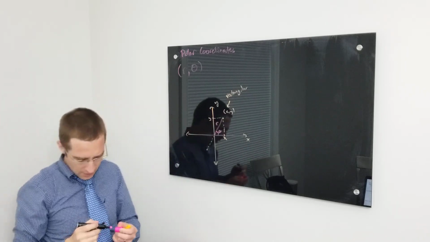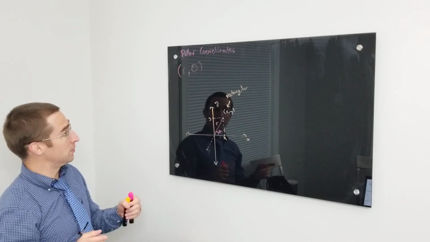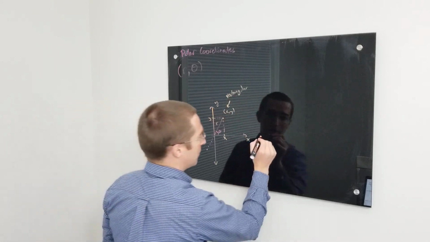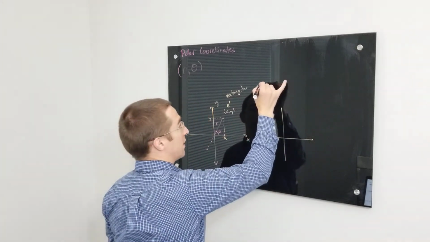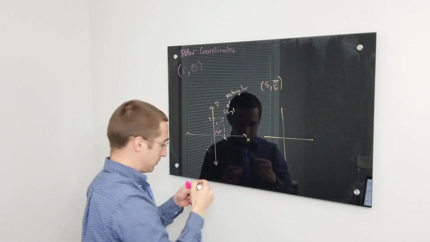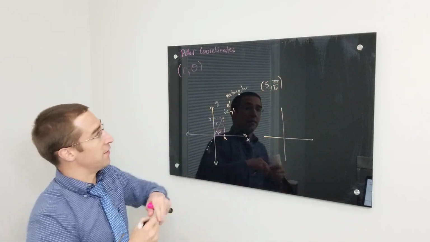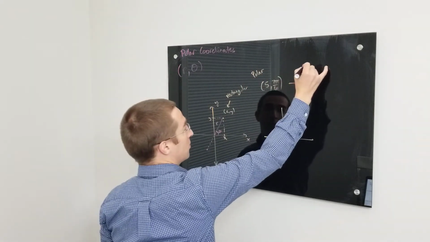Okay, let's actually look at an exact point. So here, we've got this point in polar coordinates that is 5 comma 7 pi over 6. So 5, 7 pi over 6, this is polar, and we want to go to rectangular.